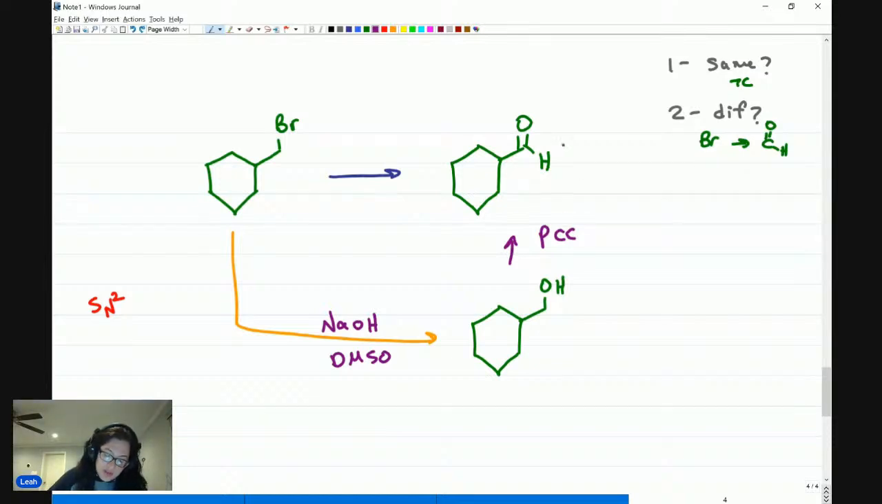And the reason I would use PCC is that it's a mild oxidizing reagent. It won't turn it all the way into a carboxylic acid, which most of the oxidizing reagents will, except for this one, which stops at the aldehyde.